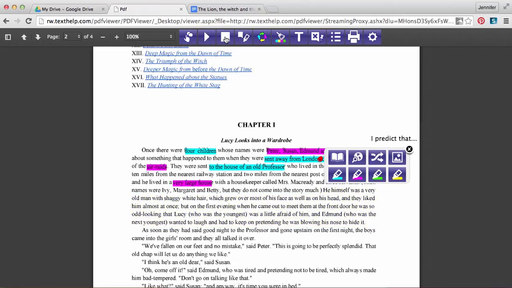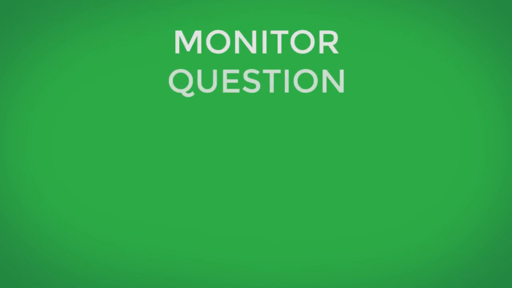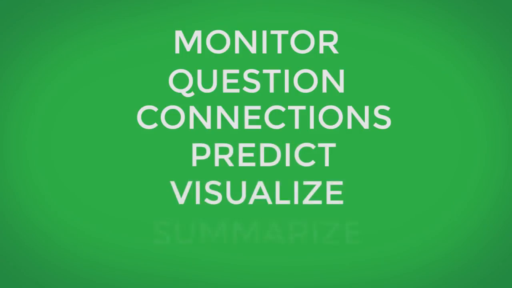When you've got that picture in your mind, make a note using one of the annotation tools or in your Google Docs. Now that you've had a tour of these cool annotation tools, use your favorites in a way that makes sense to you. Let's review. To better understand what you read, use the Super 6 comprehension strategies. Monitor, question, make connections, predict, visualize, and summarize.